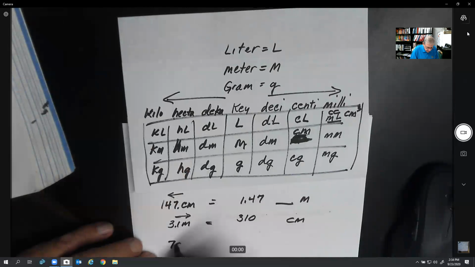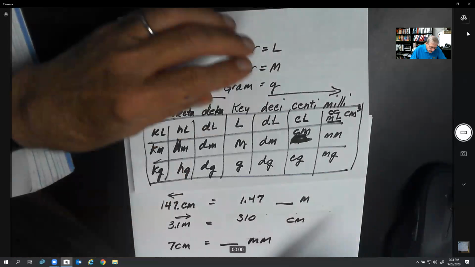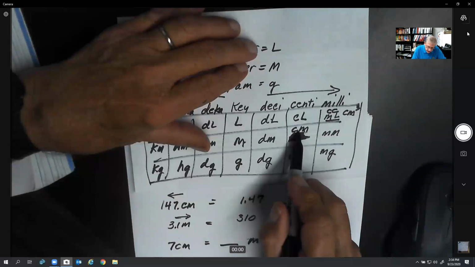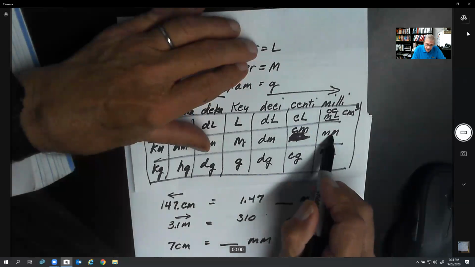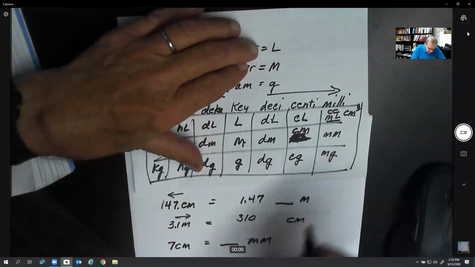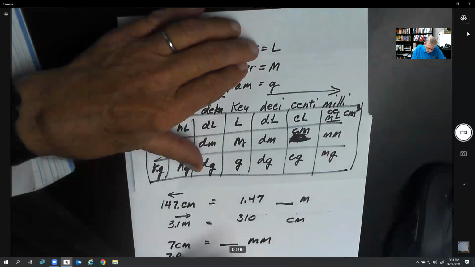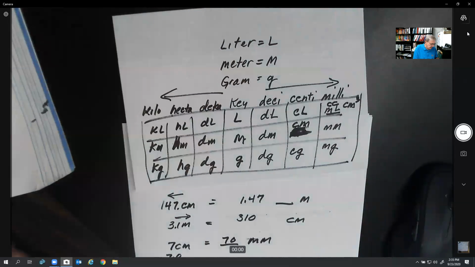Here's 7 centimeters, and I want to move to millimeters. Okay, I'm right here at 7 centimeters, and I want to move to millimeters. All I'm going to do is move 1 box. So I had 7.0. I'm going to move in that direction, just 1 box. So 70 millimeters. You see? And that's what there is to it. Okay, we have a little bit harder one.